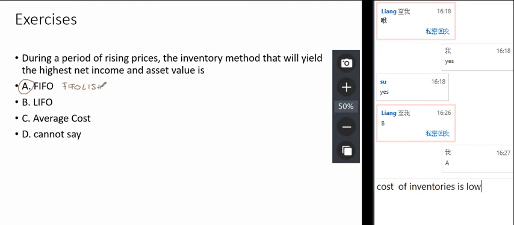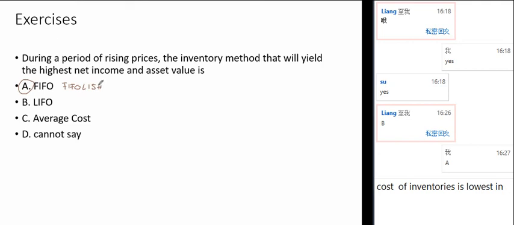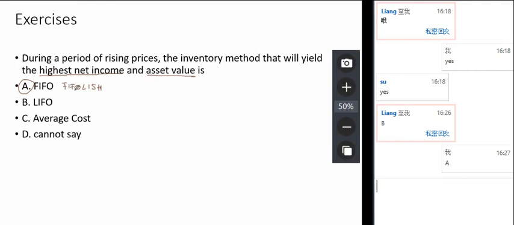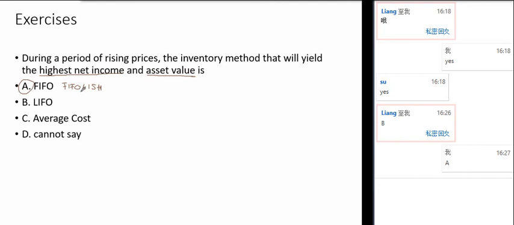So when prices rise, the goods that were bought later, last in, have a higher asset value. And this asset value sits on the balance sheet. And FIFO also has a higher net income because the cost of goods sold is lower, because it says first in, first out, and the first goods are cheaper. So first in, first out is the correct answer. Very good.